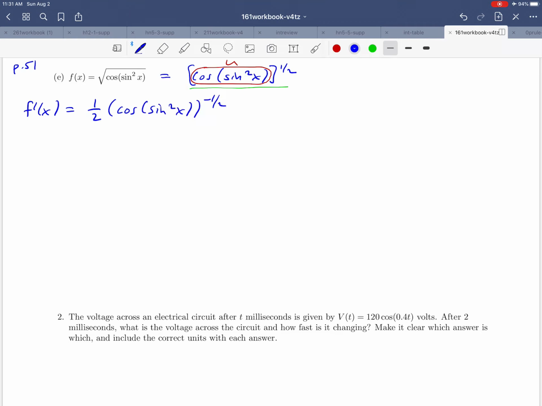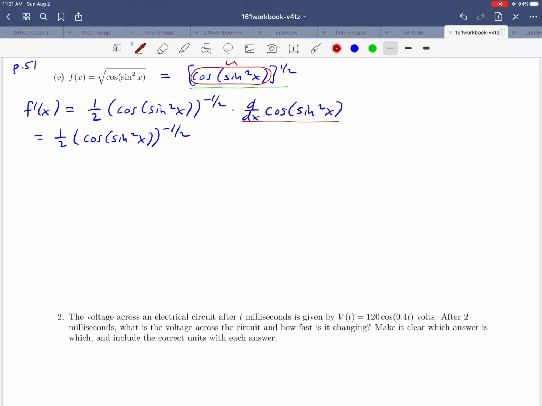Okay, so 1/2 u to the negative 1/2, and then the second part of the chain rule says we need to multiply by the derivative of the u. Okay, so there's our first step, and we are done with the first part, the 1/2 cosine of sine squared of x to the negative 1/2. There's no more derivative to be taken there. We're done with that. And we come to the next step, and that is, how do we take the derivative of cosine of sine squared of x?